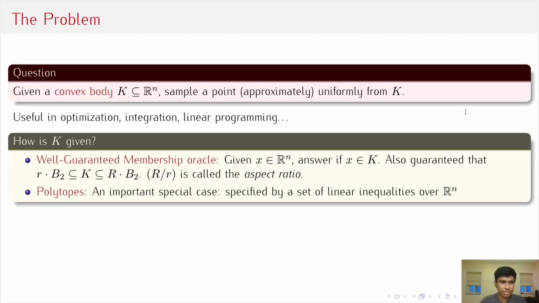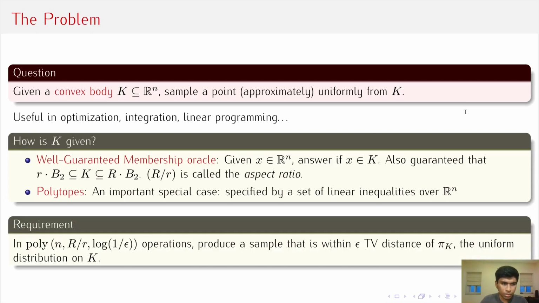One specific case is when the body itself is a polytope, which is specified by a bunch of explicitly known linear inequalities over R^n. What we would like is that in polynomial time, we produce a sample that is close to the uniform distribution on the convex body. This closeness is measured in terms of the total variation distance to the uniform distribution. And the polynomial running time is in the dimension n, the aspect ratio R over r, and the log of the error parameter epsilon.